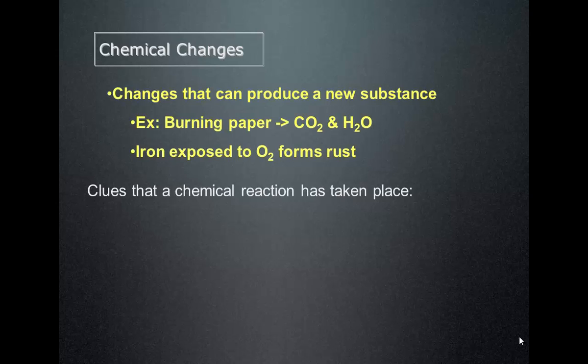So if you burn paper, the molecules that made up the original piece of paper are changed. We've created carbon dioxide and water and carbon monoxide and the ash that's left over. Those are all new substances that weren't present before. If you leave a piece of iron out exposed to oxygen, it's going to oxidize, it's going to rust. That rust is actually a new compound that's forming. That's a chemical change.